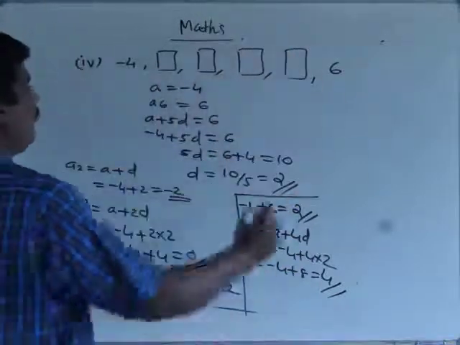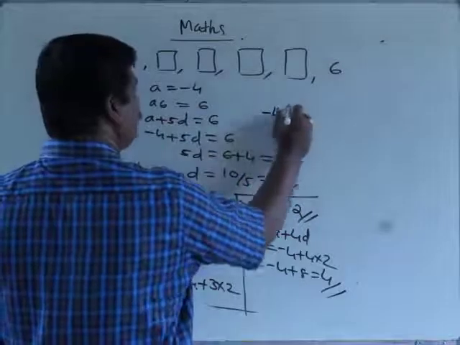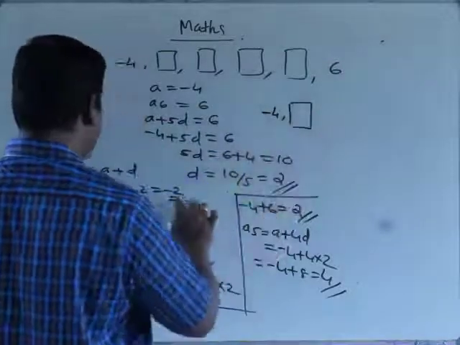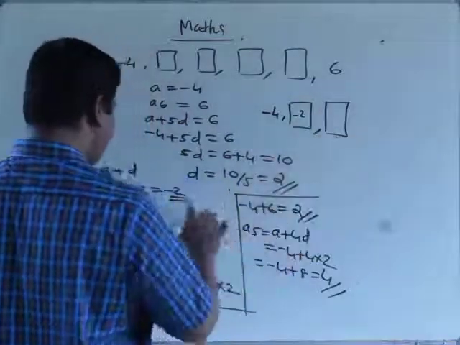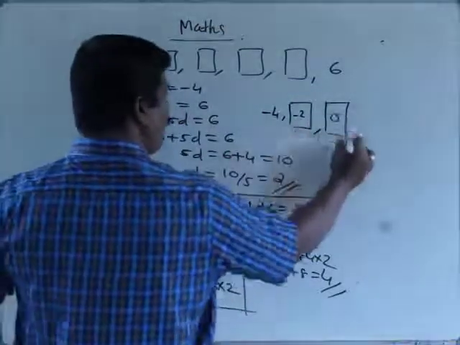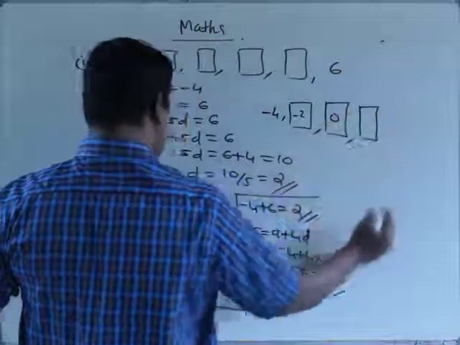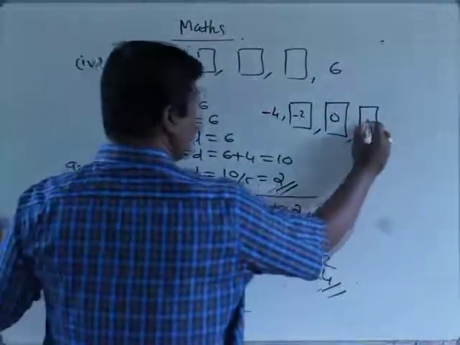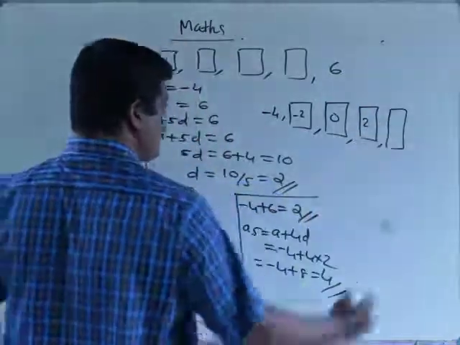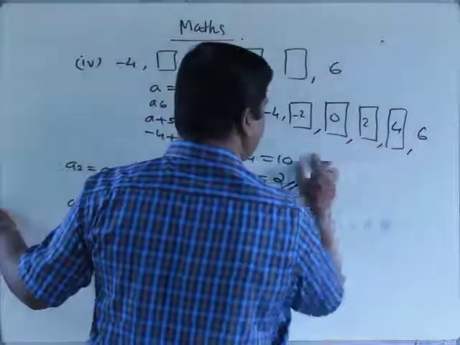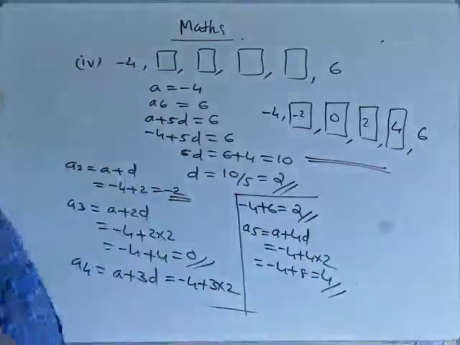So, last, write down minus 4, comma, box. First box answer: minus 2, comma, next box. Next box answer 0, comma, next box. Next box answer 2, and last box answer. What is the last box answer? 4, and last one 6. So that is the AP.